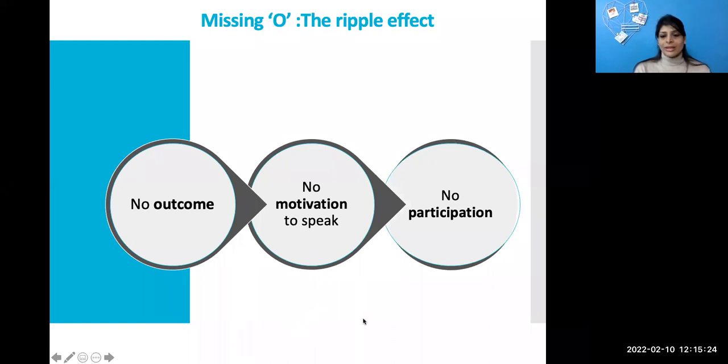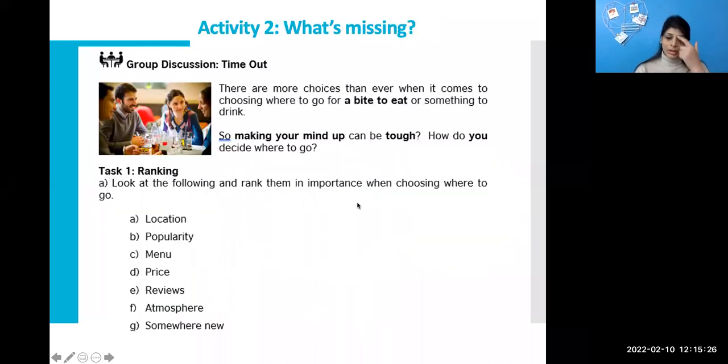Let's look at another example. So we have another discussion activity here. The topic is fairly interesting. It's about food, which everybody likes. And I'll give you a few seconds to have a look at the activity.